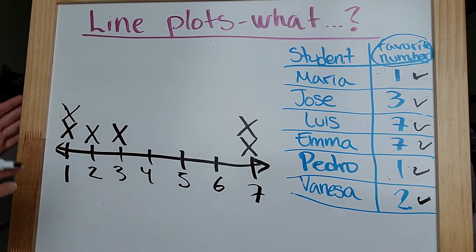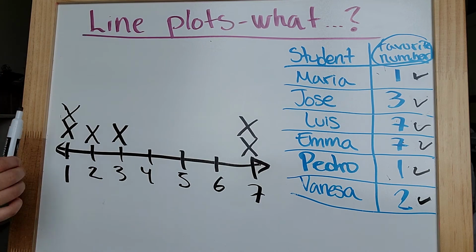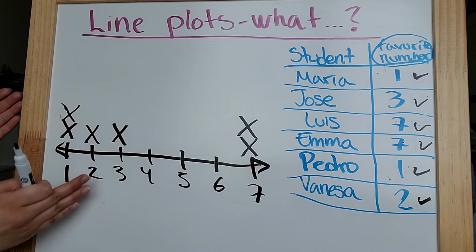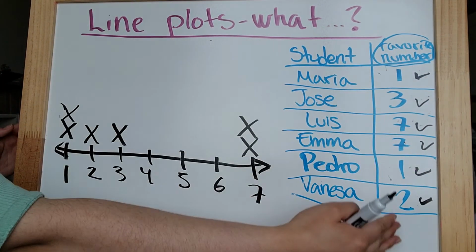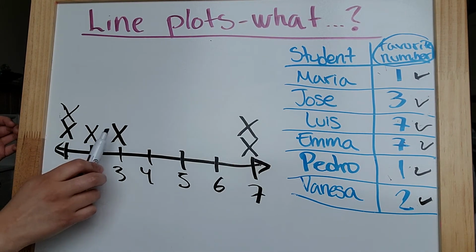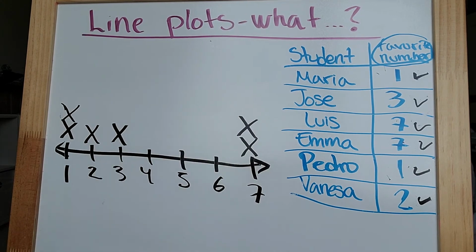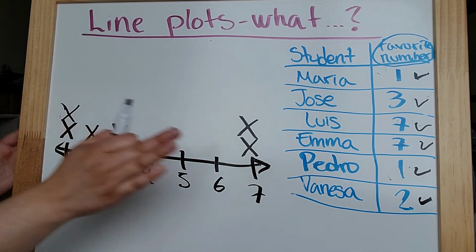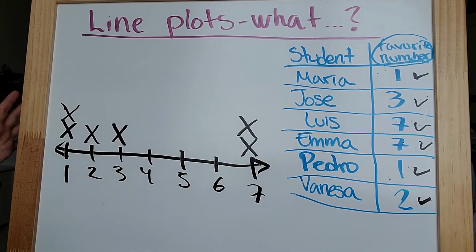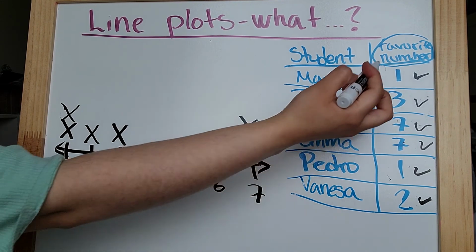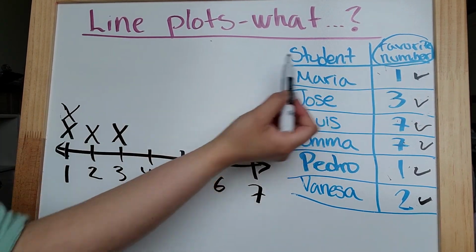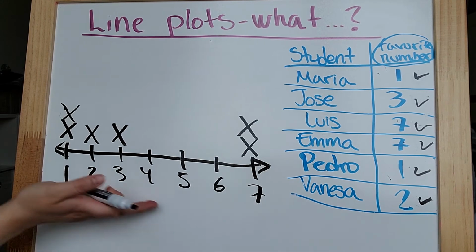So now I'm going to go back and make sure that I have the right amount of X's on my line plot and that I have the same amount over here. 1, 2, 3, 4, 5, 6. 1, 2, 3, 4, 5, 6. Okay, so I do have 6 X's and I have 6 data points. So I am pretty good. Now I'm going to use the titles over here to label my graph.